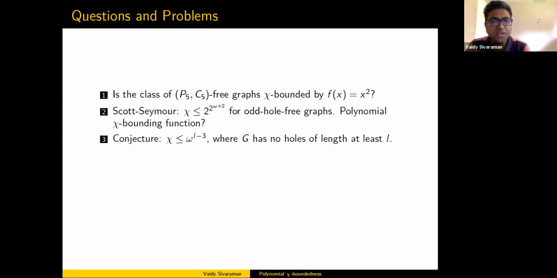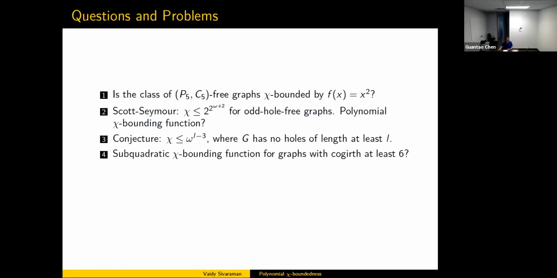And I conjecture that there is a nice relationship between the chromatic number, the clique number, and the length of a longest hole in a graph. Chi is less than or equal to omega to the L minus 3, where L is the smallest length, well, you don't have a hole.